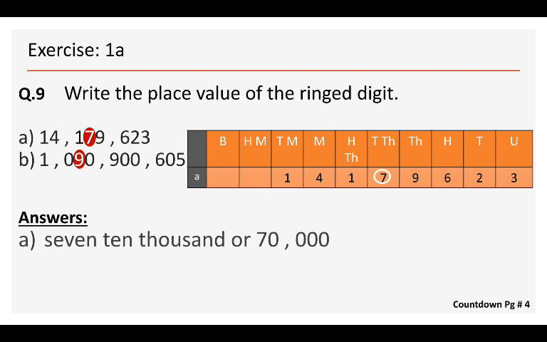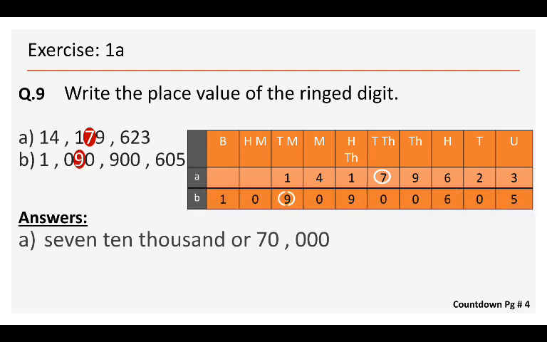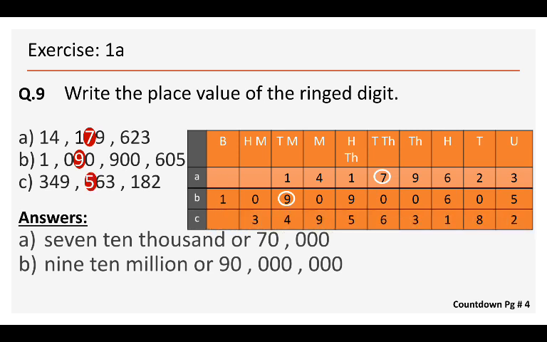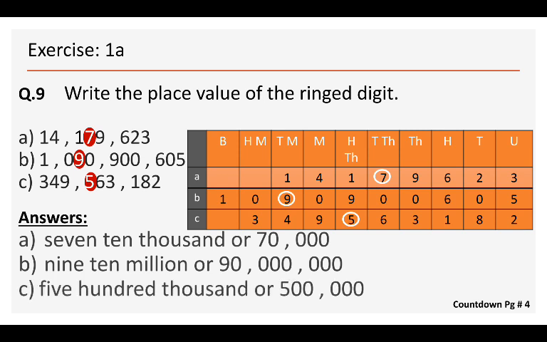Part B, which one is the ringed digit? That is 9. Again check in the place value chart, and the place value of 9 is 10 millions. So the answer is 910 million, or you can say it's 90 millions. And now in part C, the ringed digit is 5 and the placement of 5 is 100,000. So the answer is 500,000 and in the same way we will write it down in figures.